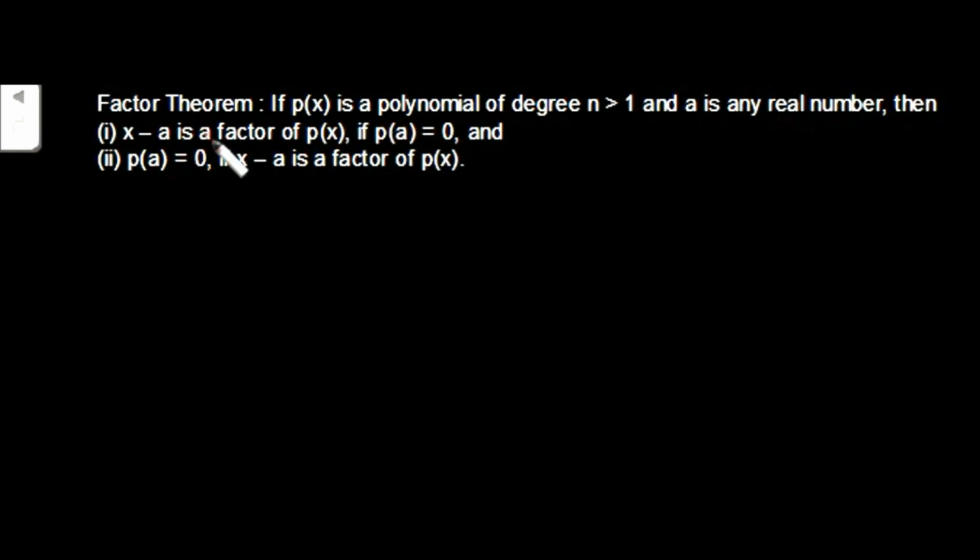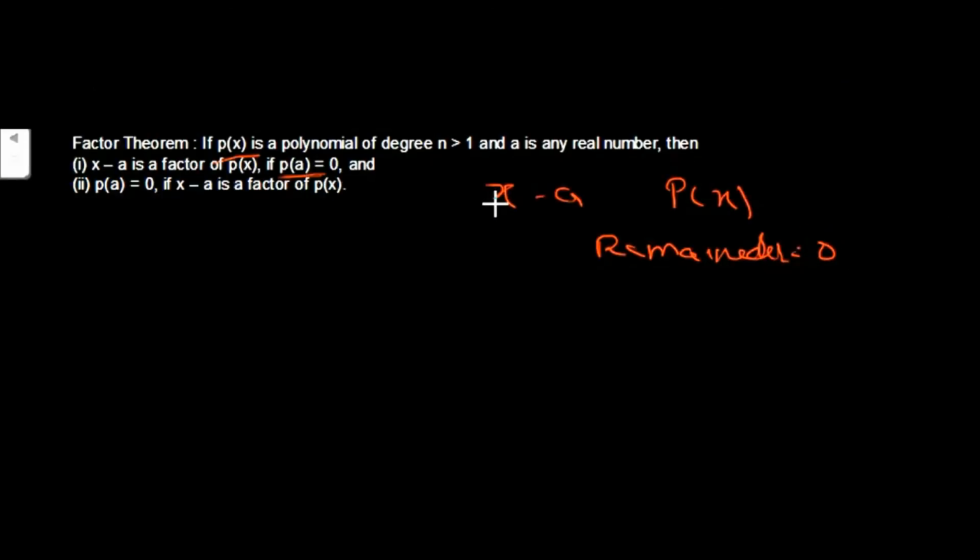What we have studied up to now clearly shows that if I divide any polynomial p(x) by any of its factors, then the remainder will be equal to 0. This is what is said in the factor theorem. If x minus a is a factor of p(x), that means the remainder will be equal to 0, and the remainder is p(a). That's what statement 1 says.